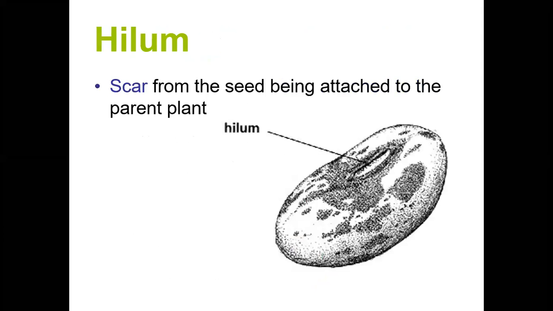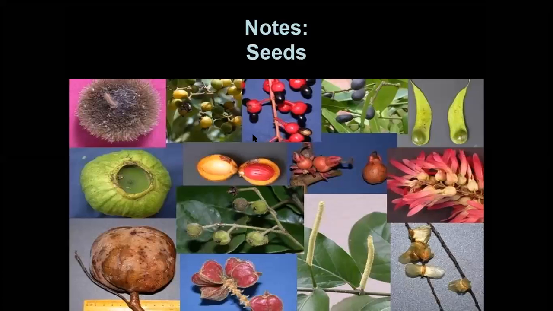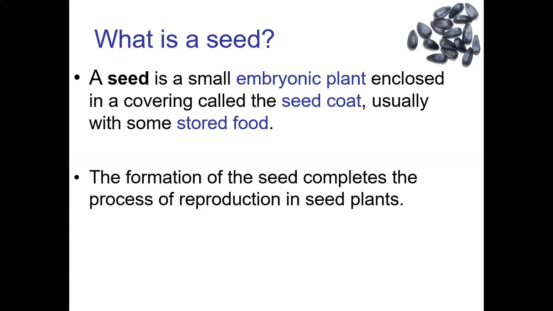Okay. Look here. Seed. Seed is the part of the plant from which a new embryonic plant will develop. The embryonic plant is enclosed inside the seed coat, that is the seed. Inside the seed, food is stored. What is the function of seed? Seed completes the process of reproduction. That means new plants will develop.